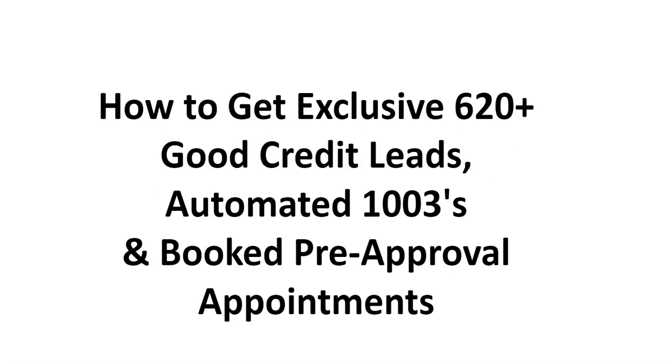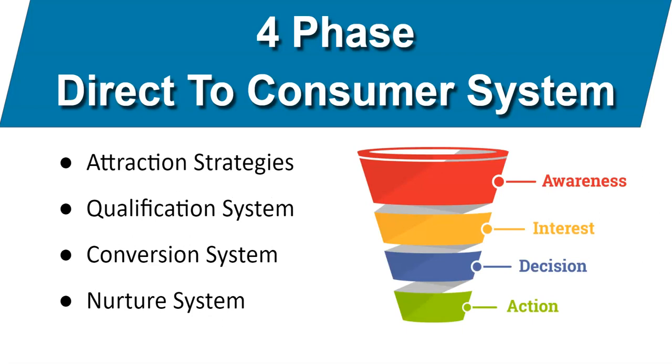So in order to set the stage and give you the framework of what we're going to be doing, I'm going to give you an overview of the 4-phase direct-to-consumer system. At the beginning, at the top, we got our attraction strategies. We want to get good quality leads into our system, into our world.